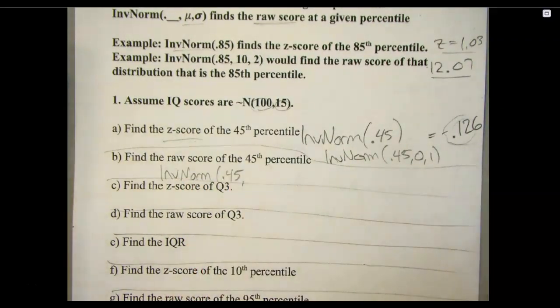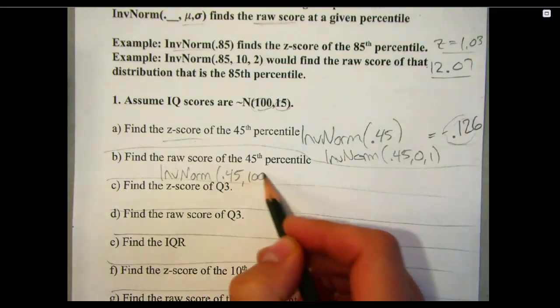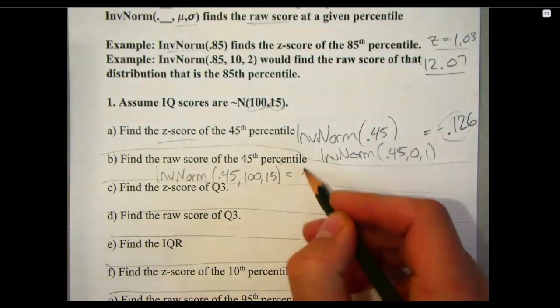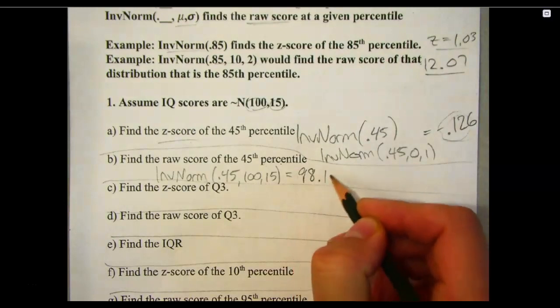You're like, hey, find the 45th percentile. Oh, by the way, the mean's 100, the standard deviation's 15. You do the work because I don't want to. You get your calculator on every test in here. You get your calculator on the whole AP test. The more familiar you are with the calculator, the more helpful it is. So this comes out to 98.16.